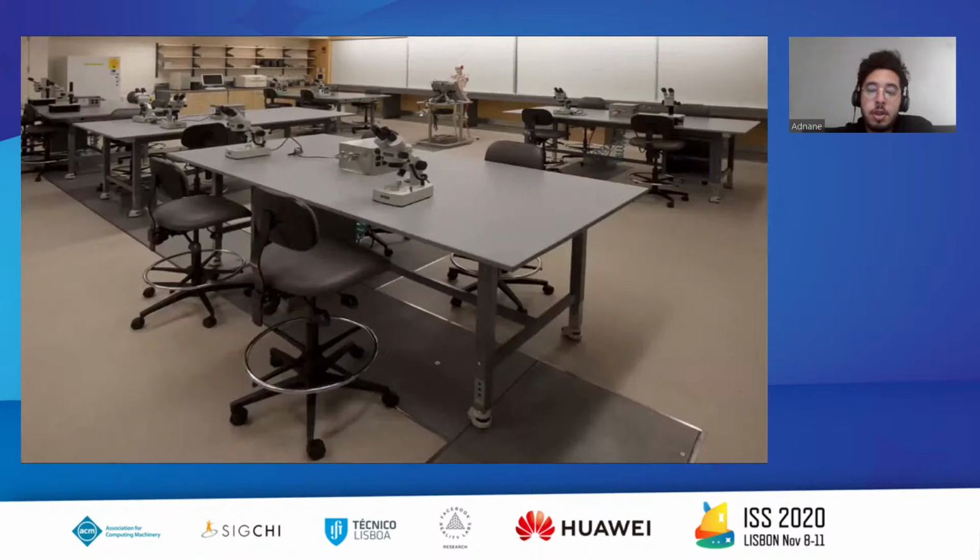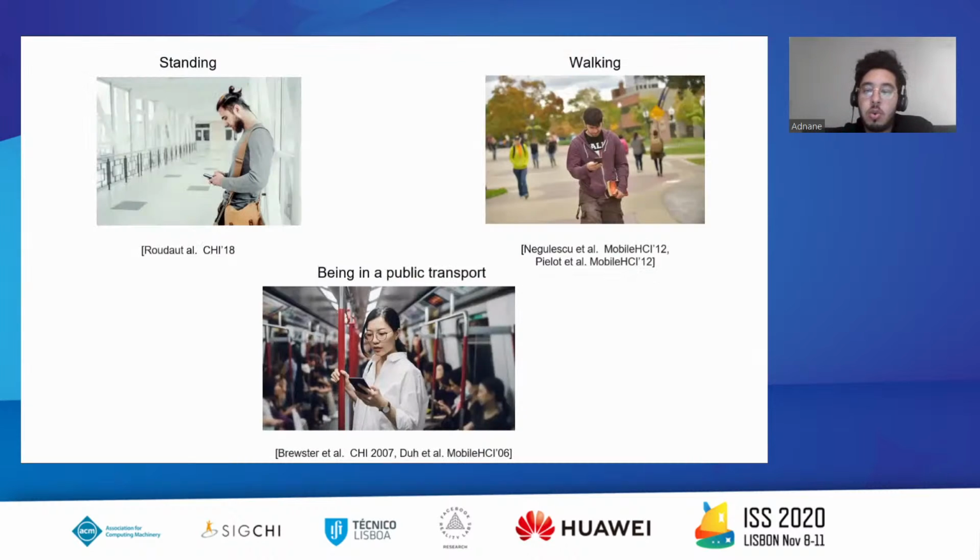However, all those studies were evaluated in a lab setting where participants had to focus only on tactile feedback-based tasks, which limits the overall generalization of those findings to other more realistic scenarios. Like, for example, when we are standing, walking, or even on public transport, where user attention can be directed toward another task that requires certain attention or visual load.